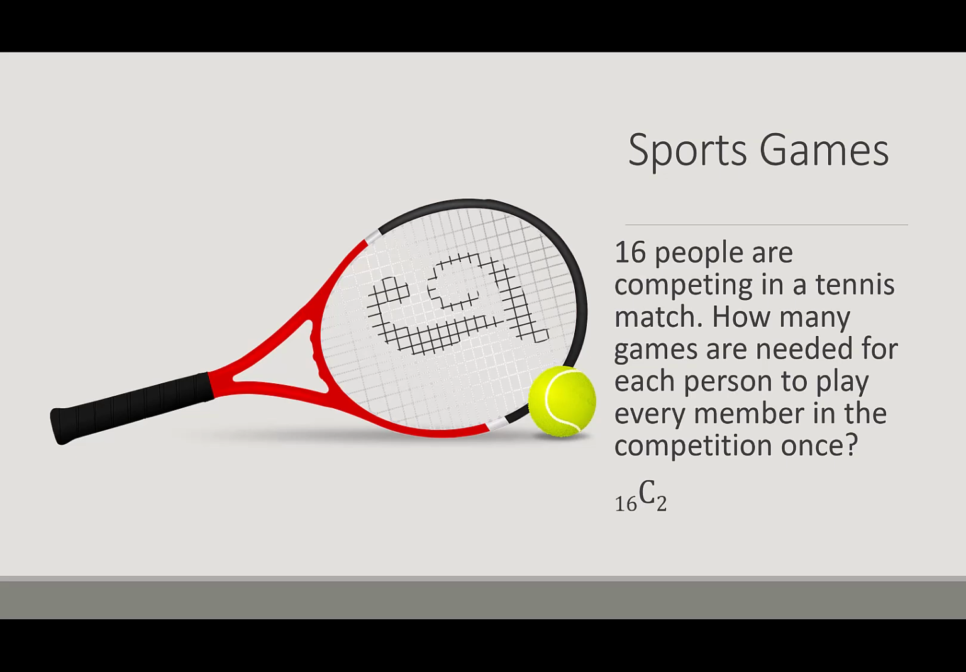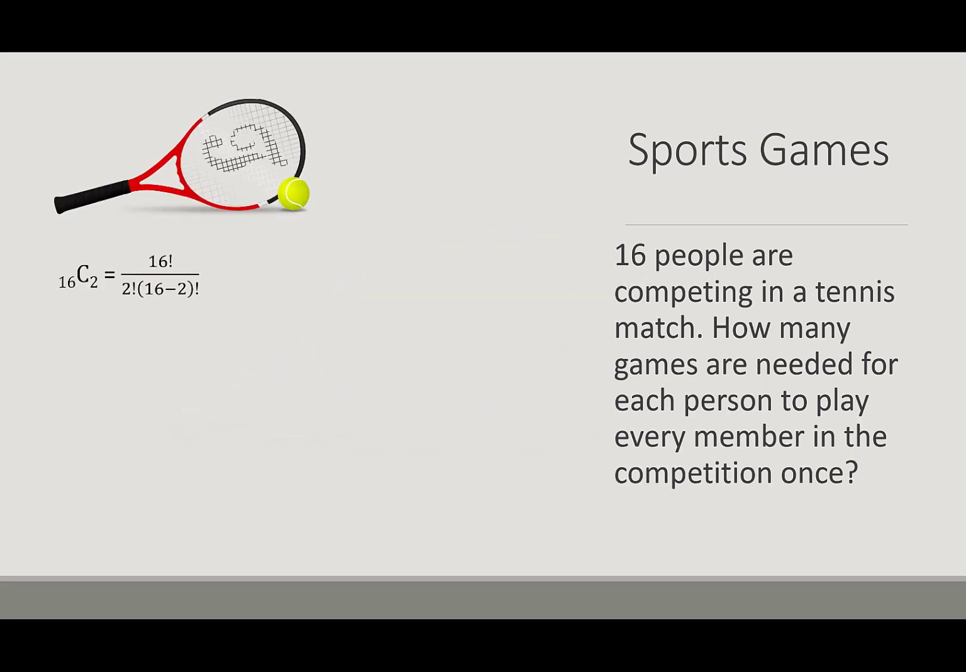Think about when 2 teams play each other. If the Bucks play the Colts or the Colts play the Bucks, it's the same one game, so order doesn't matter. In our calculation of 16 choose 2, if we do it the long way, we would have 16 factorial over 2 factorial times (16 minus 2) factorial.